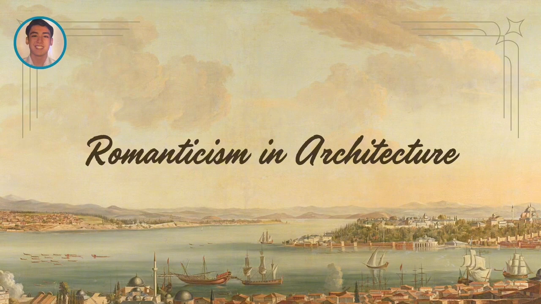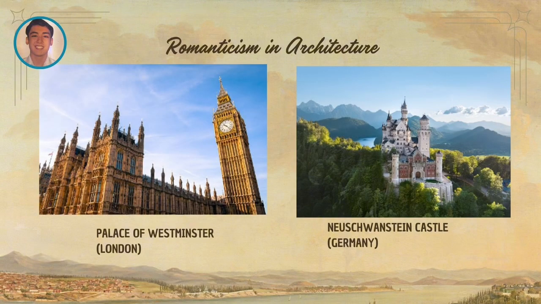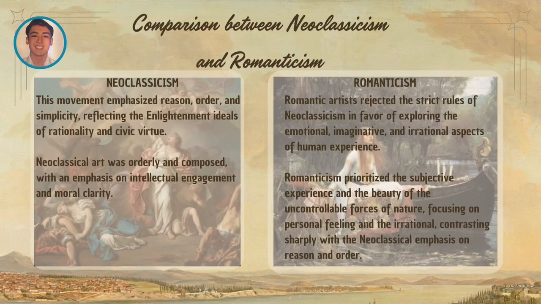Romanticism in architecture. Romantic architecture often sought to evoke feelings of nostalgia, mystery, and grandeur. Neoclassicism emerged in the mid-18th century as a reaction against the excess of the Baroque and Rococo styles, drawing inspiration from the art and philosophy of ancient Greece and Rome. This movement emphasized reason, order, and simplicity, reflecting the Enlightenment ideals of rationality and civic virtue.